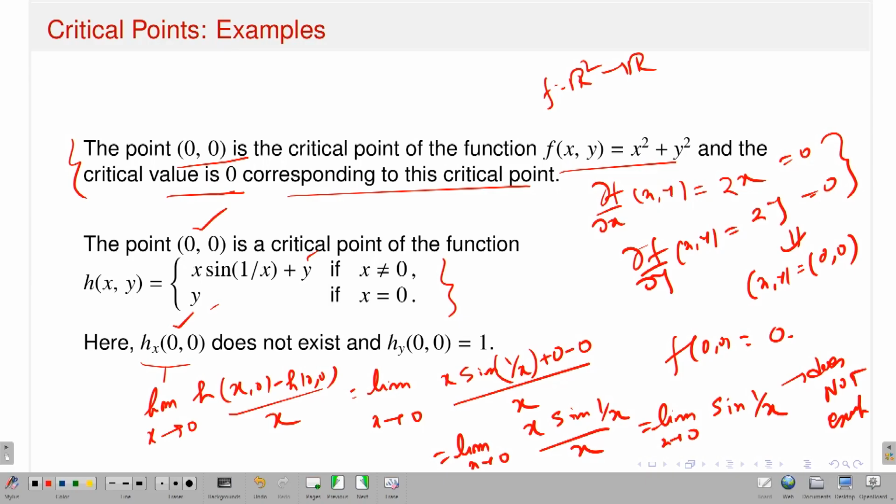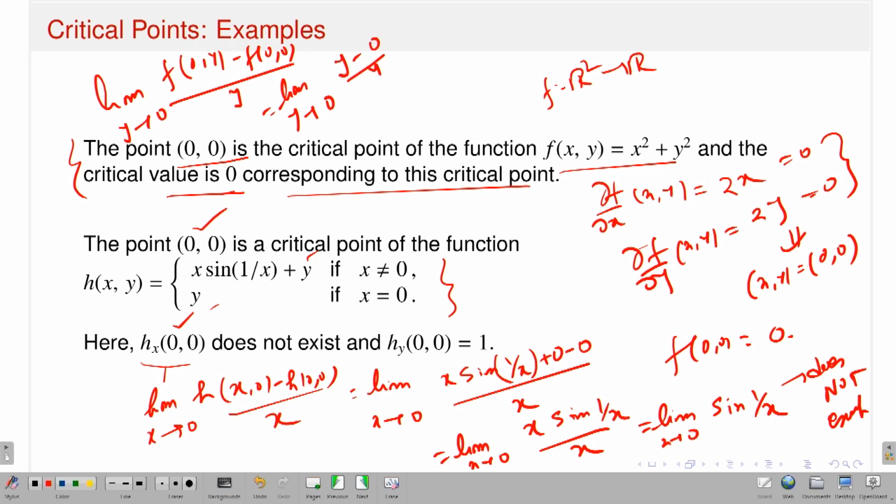However, the partial derivative of h with respect to y at (0, 0) exists, because you just apply the definition. This is the limit as y approaches 0 of [h(0, y) minus h(0, 0)] divided by y. Here x is 0, so it is y minus 0 by y, and this is exactly equal to 1, and that is what I have written.